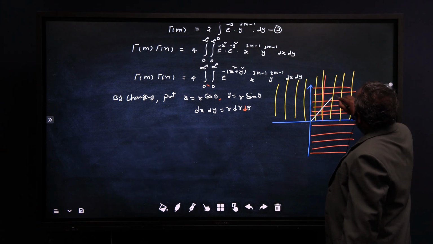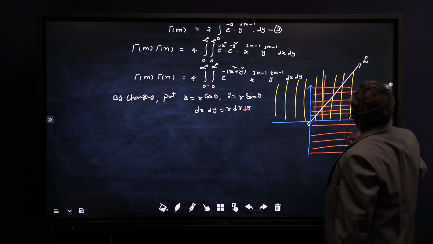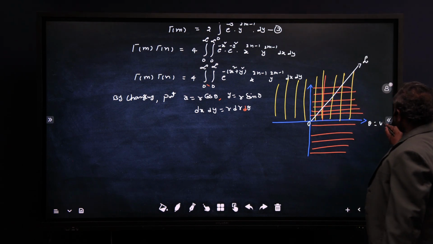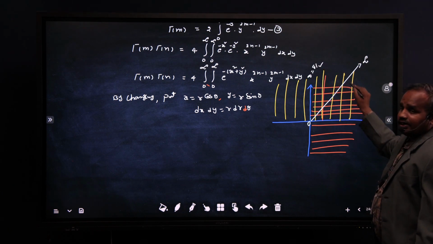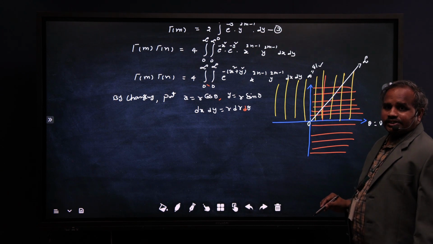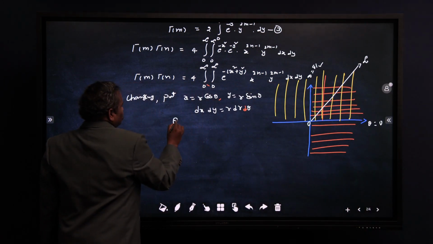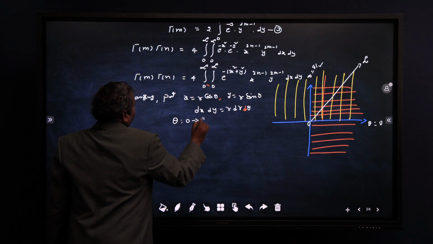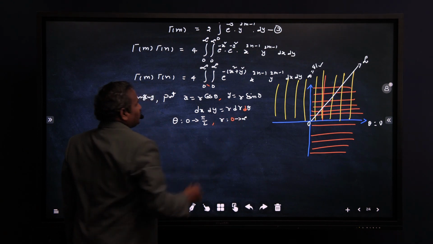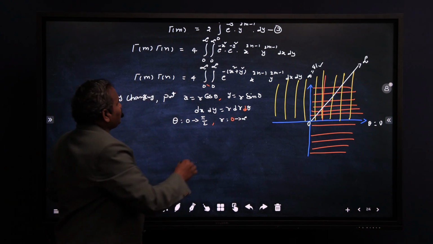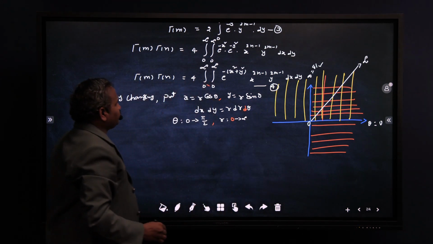In this region, the radius changes from 0 to infinity. Here theta is 0, here theta is pi by 2. Because of that, the region exists only in the first quadrant. So theta varies from 0 to pi by 2, and r varies from 0 to infinity. Substitute all these into this equation. Let it be equation number 4.